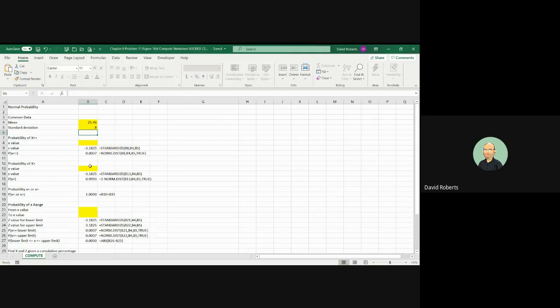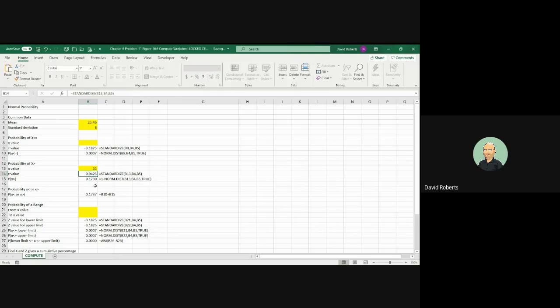So in part A, what is the probability someone in China will consume more than 33 gallons of bottled water? The answer for that is in cell B15, which is 17.3%.